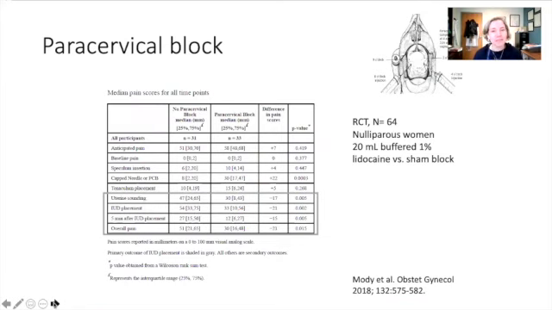The most promising and commonly used intervention for decreasing pain with IUD insertion is the paracervical block. This randomized controlled trial by Dr. Modi demonstrated that although the block itself was painful compared to a sham block, there were significant reductions in pain with uterine sounding and IUD insertion, and also 5 minutes post-insertion. This study utilized both Mirena and Paragard IUDs among nulliparous women.